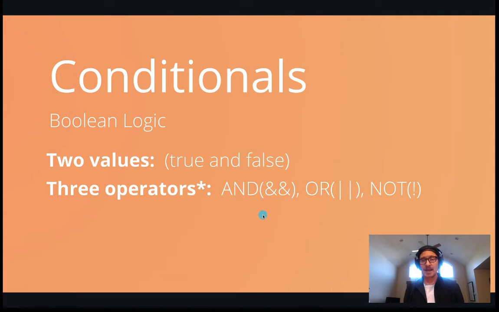And this is the and, or, and not operators. And in the parentheses, this is what you're going to see them as in programming languages. So and is a double ampersand, or is the two pipes, and not is the bang. So this is essentially it. This is what we have with Boolean logic. It's just two values and three operators.